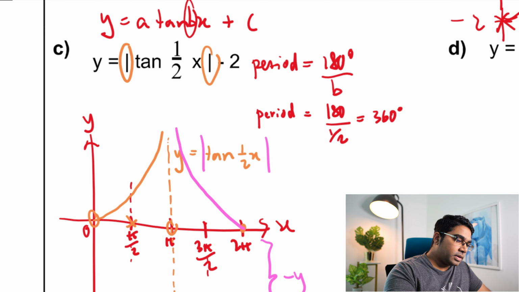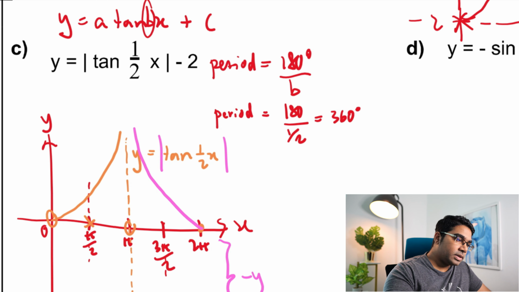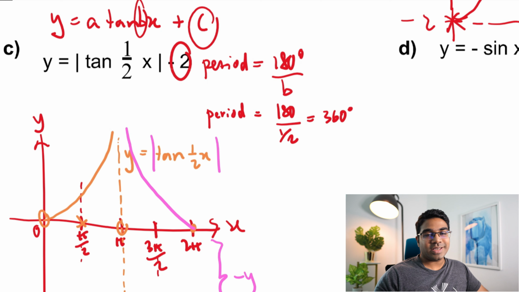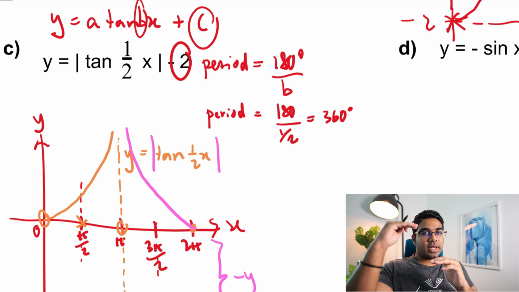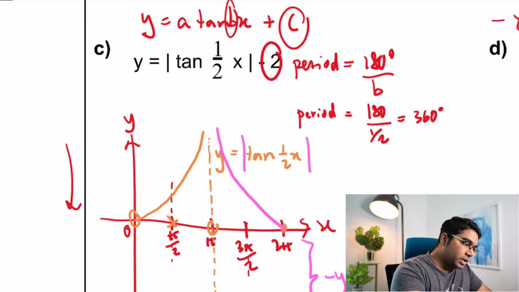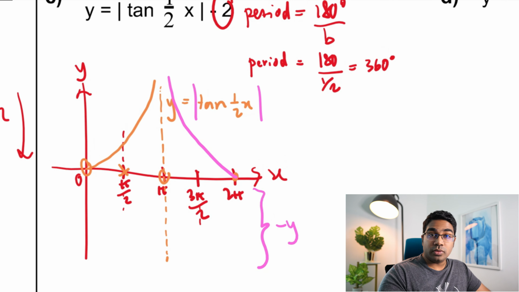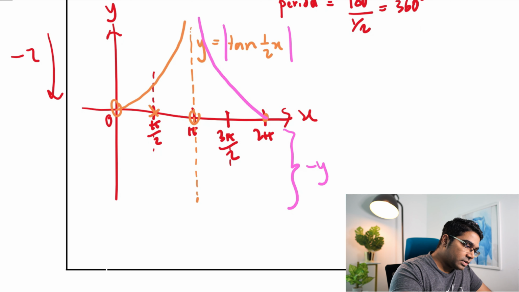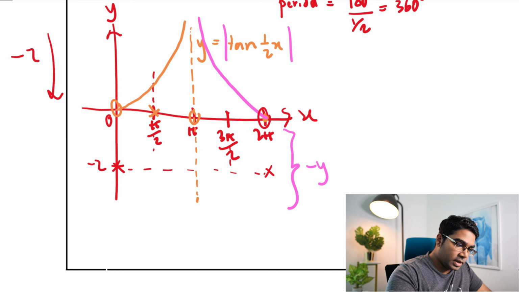And then from here, there is one more change that we need to do, that is minus 2. So once again, this is a c change. A c change is a translation, a vertical movement. And since this is negative, we are going to go down by 2 units. That means what is originally 0 would become negative 2. This will become here, and this 0 will also become negative 2.